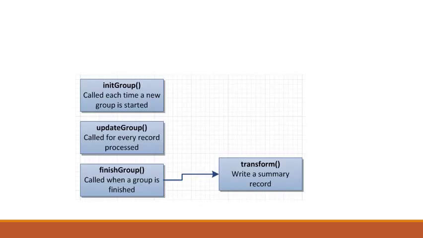We're going to simplify things. Since most of the time you're going to use the rollup component to perform aggregate functions, these are the functions you're going to use. You're going to use init group to begin a new group. You're going to update the group as you go through each record, and then finish group will be called when you're done, which you'll use to write out one single summary record. Very simple and not too much CTL programming required.